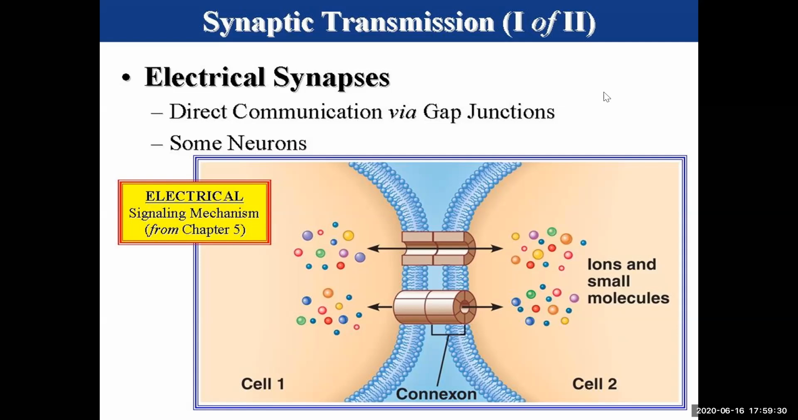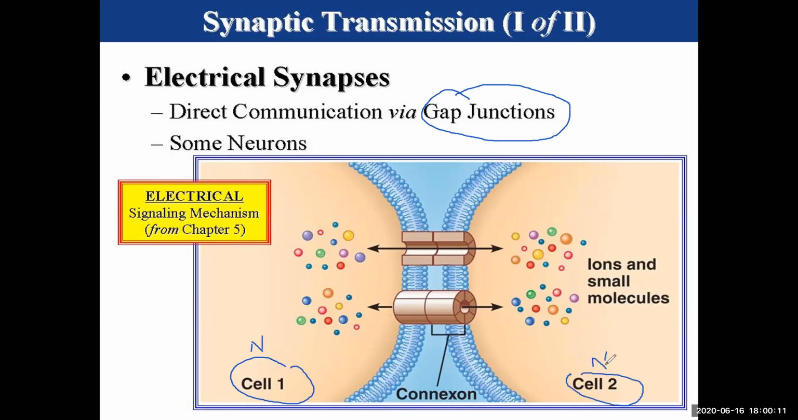So synaptic transmission, again, requires at least 2 neurons. And when we say electrical synapse, we are talking about the 2 neurons physically contacting each other. So they're physically touching one another through gap junctions. Gap junctions are 24/7 openings between 2 neighboring cells. In this case, cell 1 is a neuron, and cell 2 is also a neuron, right?